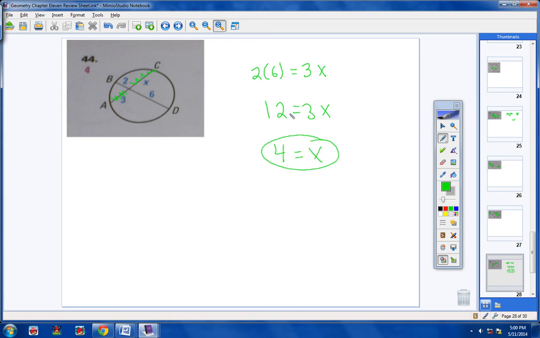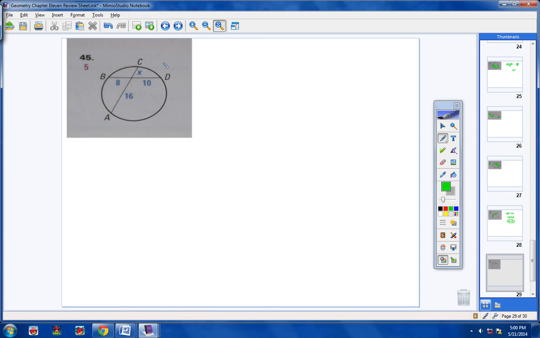Okay, let's take a look at number 45. Same thing. I can take this segment here, which is 8, times this segment here, which is 10. So I'm going to go ahead and write 8 times 10 equals, and then I can take this segment here, which is x, times this segment here, which is 16, excuse me. So x times 16 would be 16x. So I really have 80 equals 16x, divide both sides by 16, and I will get 5. Okay, 5 equals x.